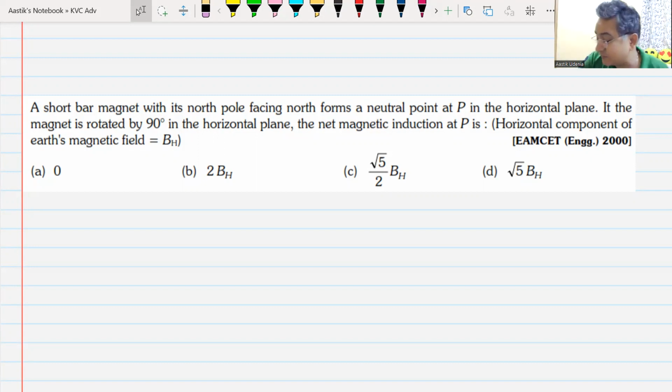The horizontal component of Earth's magnetic field is H. Now, what is the horizontal component of magnetic field? You don't know the horizontal component of magnetic field. So I will let go of this question, and probably I'll do it when magnetic field is done. I did not see that it had the horizontal component of magnetic field. I'll do this question later on. I will replace this question with this one.